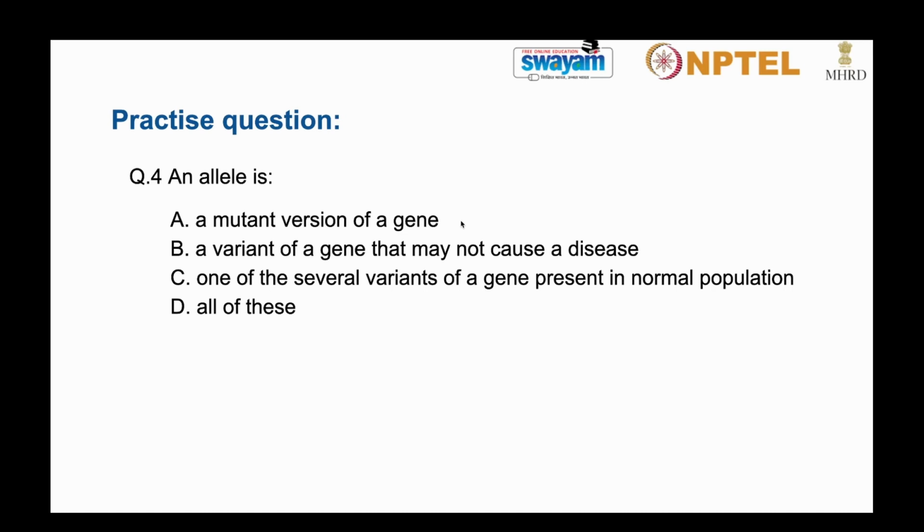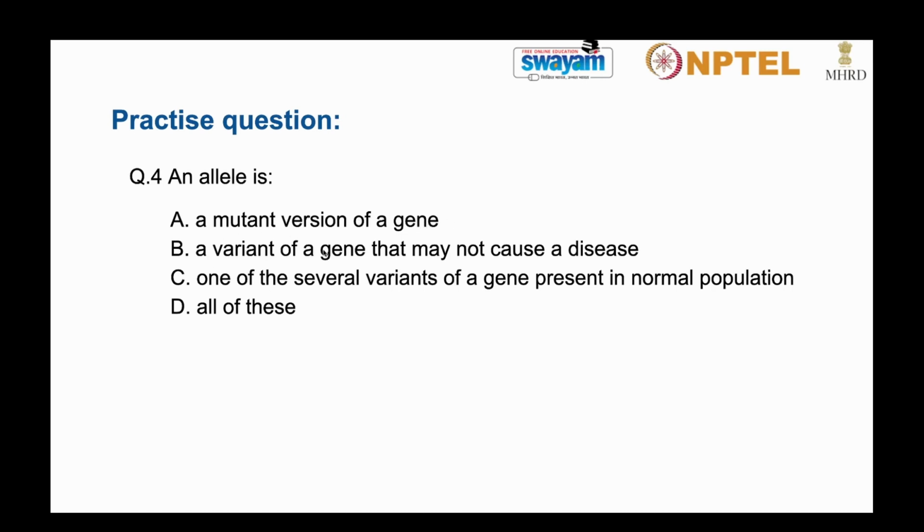A gene exists in the form of a pair, and each of its pair is referred to as an allele. So one allele can vary from the other. So it is a mutant version of a gene, meaning both the alleles vary from one another. One allele can be a mutant of another allele. So in this way, a mutant version of a gene could be correct.